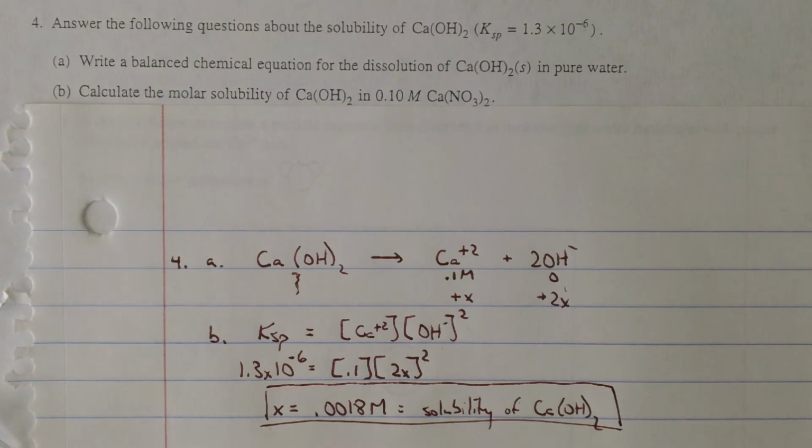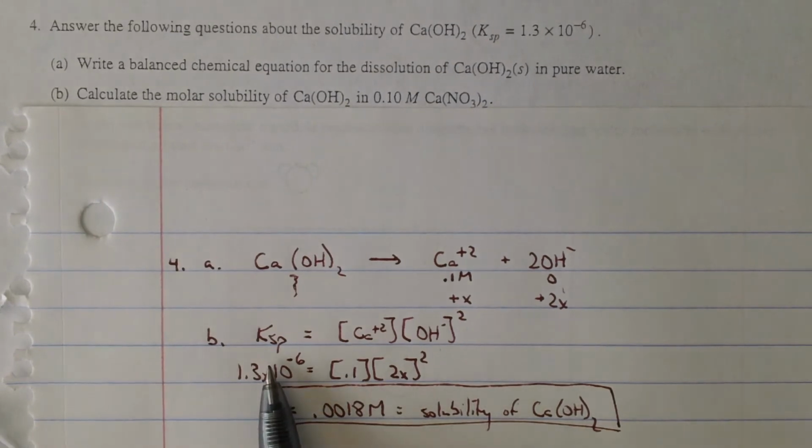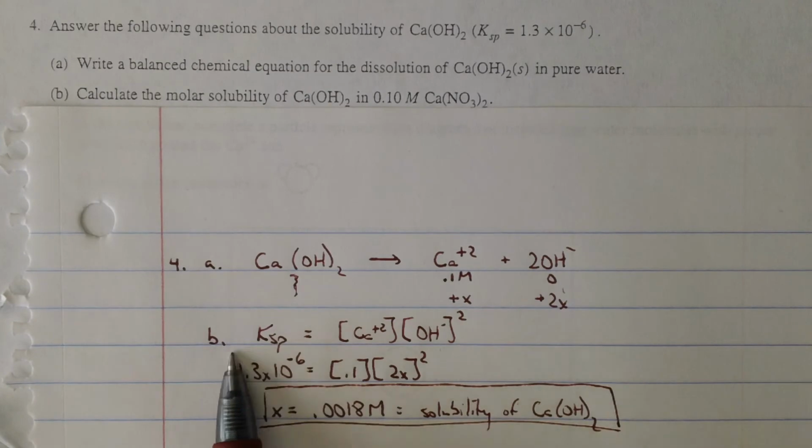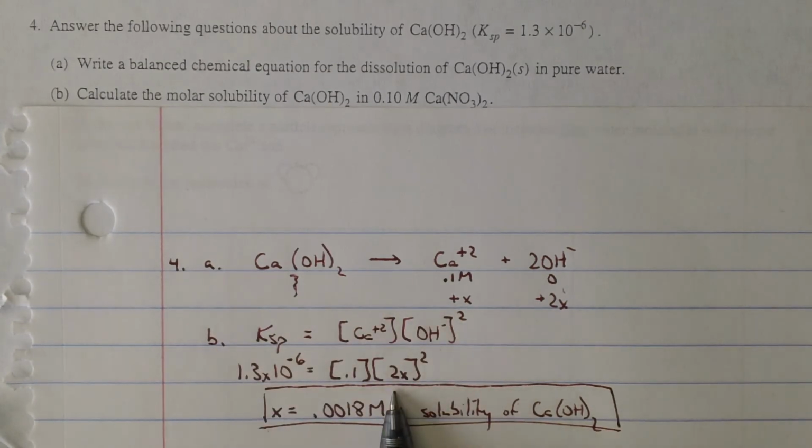There are 2 points in that part B. 1 point's earned for the correct stoichiometry and setup, and then 1 point's for the answer. And so this is worth a point, having that stoich. Make sure that that's 2x. Make sure that expression is squared. Good, recognizing that common ion.